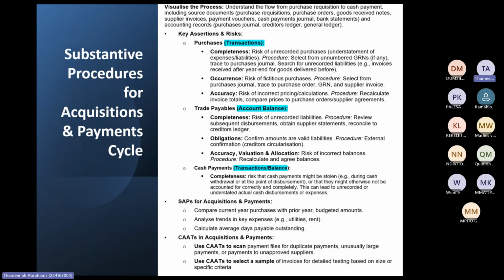Okay. So for acquisition and payments now, this is the reverse of your revenue and receipt cycle. Because remember, in the revenue and receipt cycle your audit client is issuing goods to receive money. Here, your client is now receiving goods, inventory or purchases, and they are paying for the goods to the supplier. So here again, you must think, where are you in the process?